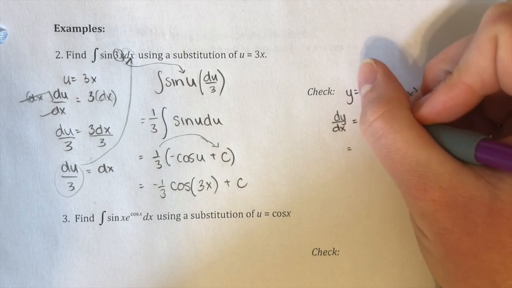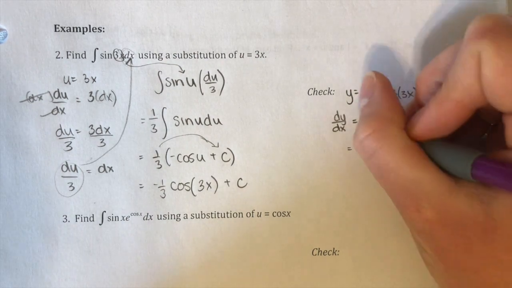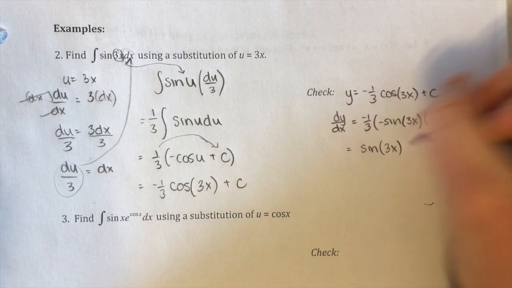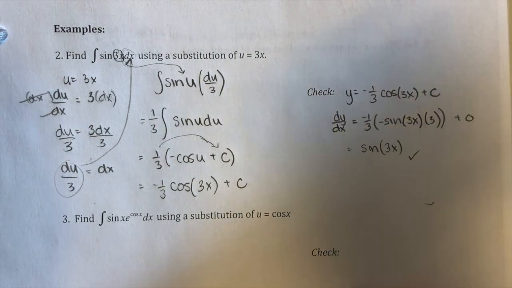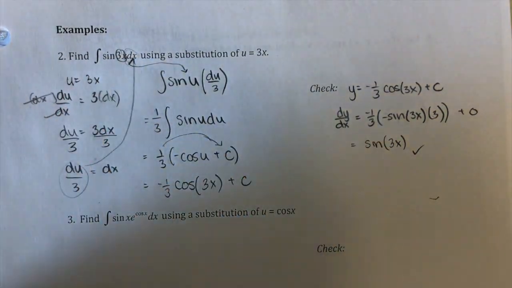Okay, so then we have negative 1/3 and negative 1 multiplying. Those cancel, and the 3 and the 3 cancel. So we end up with sine of 3x. Okay, so that was our original, so we've done that right.